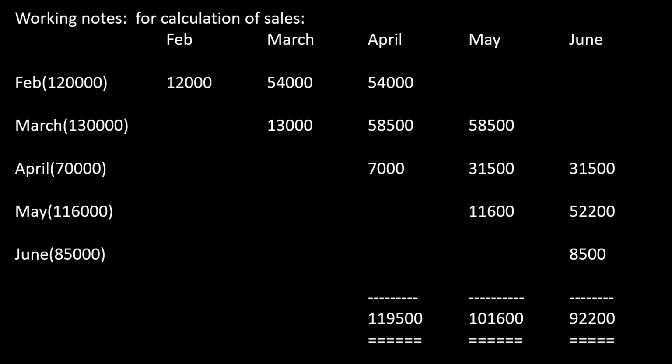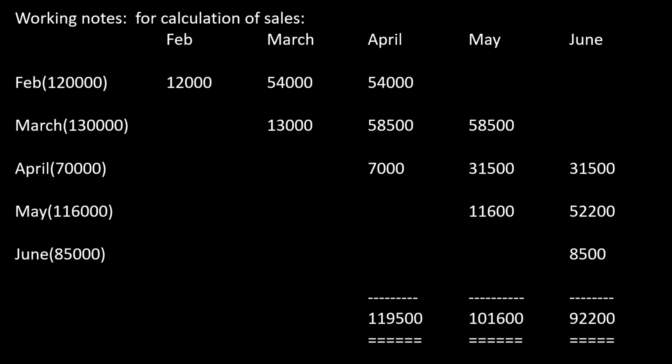This 1,08,000 is divided into two parts, 54,000 and 54,000. It is collected in the next month and followed by the subsequent month, so these are the two months it is collected. The same way you do for every month. For March, 1,30,000, 10% gives 13,000. The remainder is 1,17,000. Divided by 2, this gives 58,500. 58,500 is collected in the next month and the remaining 58,500 in the second month following.